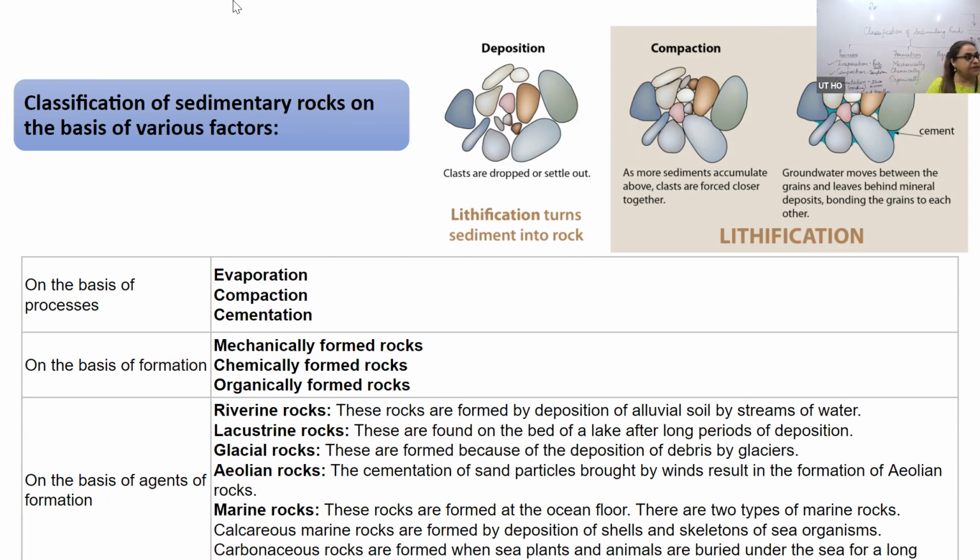Compaction. What is the meaning of compaction? The layers of the sediment.